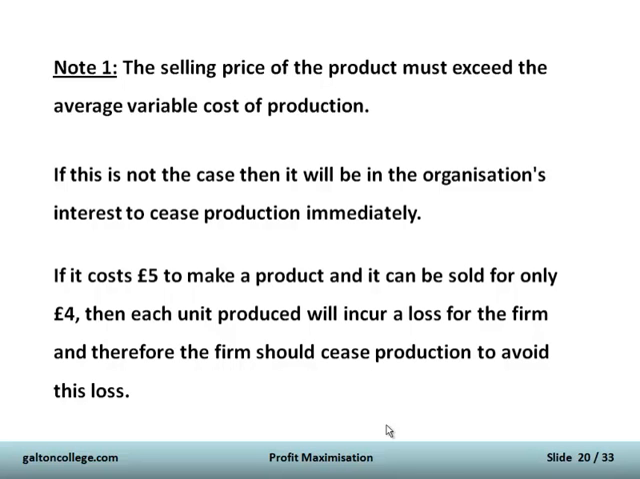And there's another sort of calculated example. If it costs £5 to make a product and it can be sold for £4, then each unit produced will incur a loss to the firm, and therefore the firm should cease production to avoid the loss. Therefore, the selling price of the product must exceed the average variable cost of production. It must do.